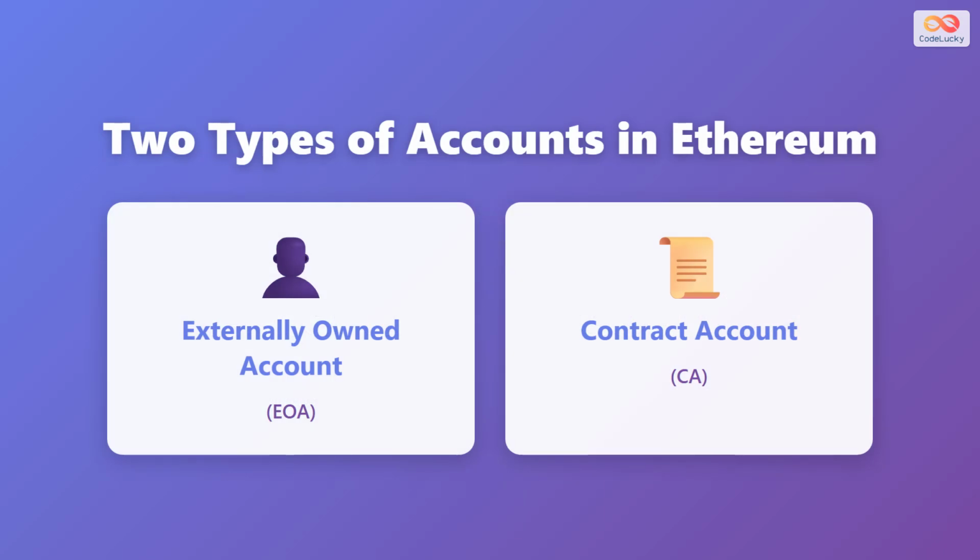Ethereum has exactly two types of accounts. The first type is called an externally owned account, abbreviated as EOA. The second type is called a contract account, abbreviated as CA. Both types of accounts can hold and transfer Ether, which is Ethereum's native cryptocurrency. However, they function very differently from each other. Each type serves a specific purpose in the network, and understanding their differences is key to understanding how Ethereum works.